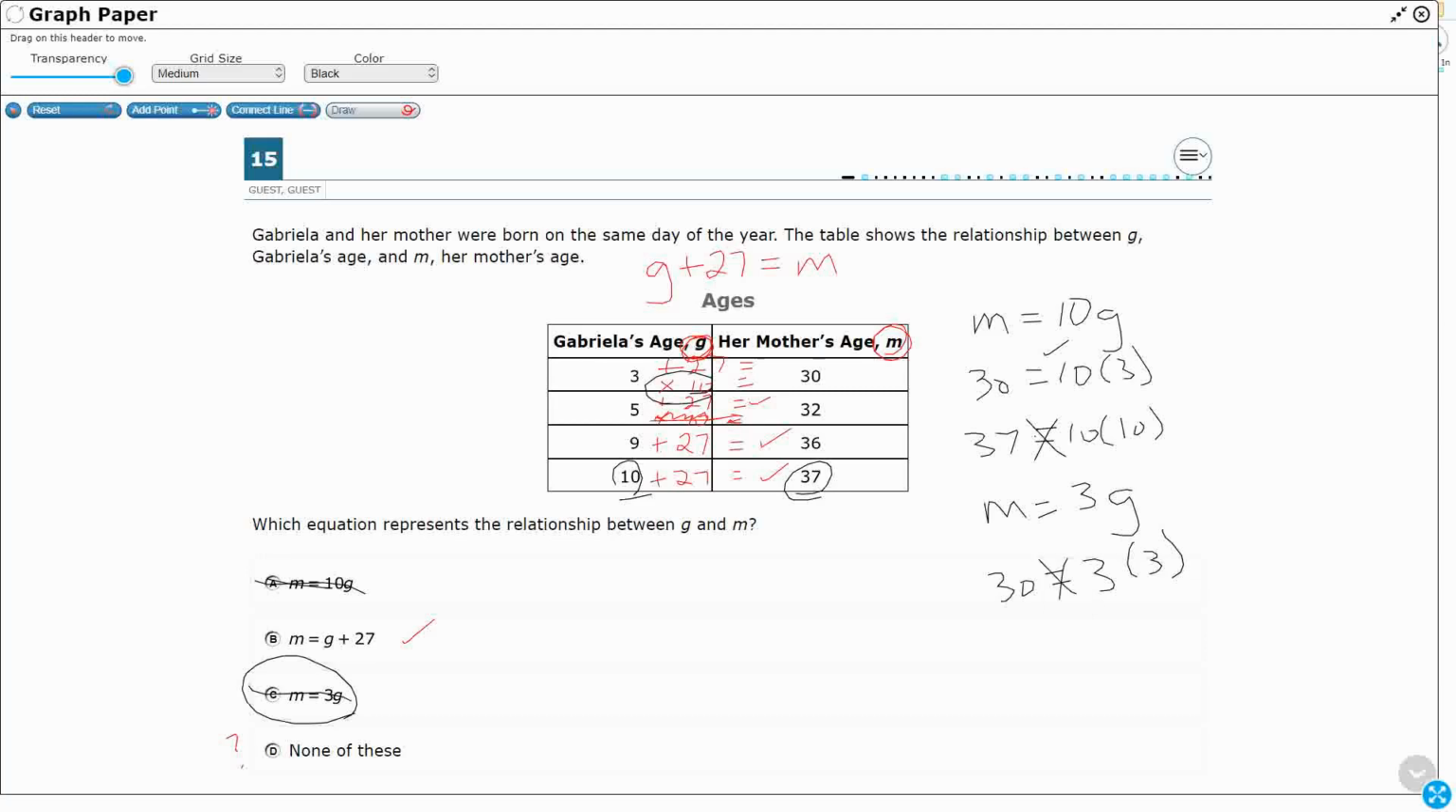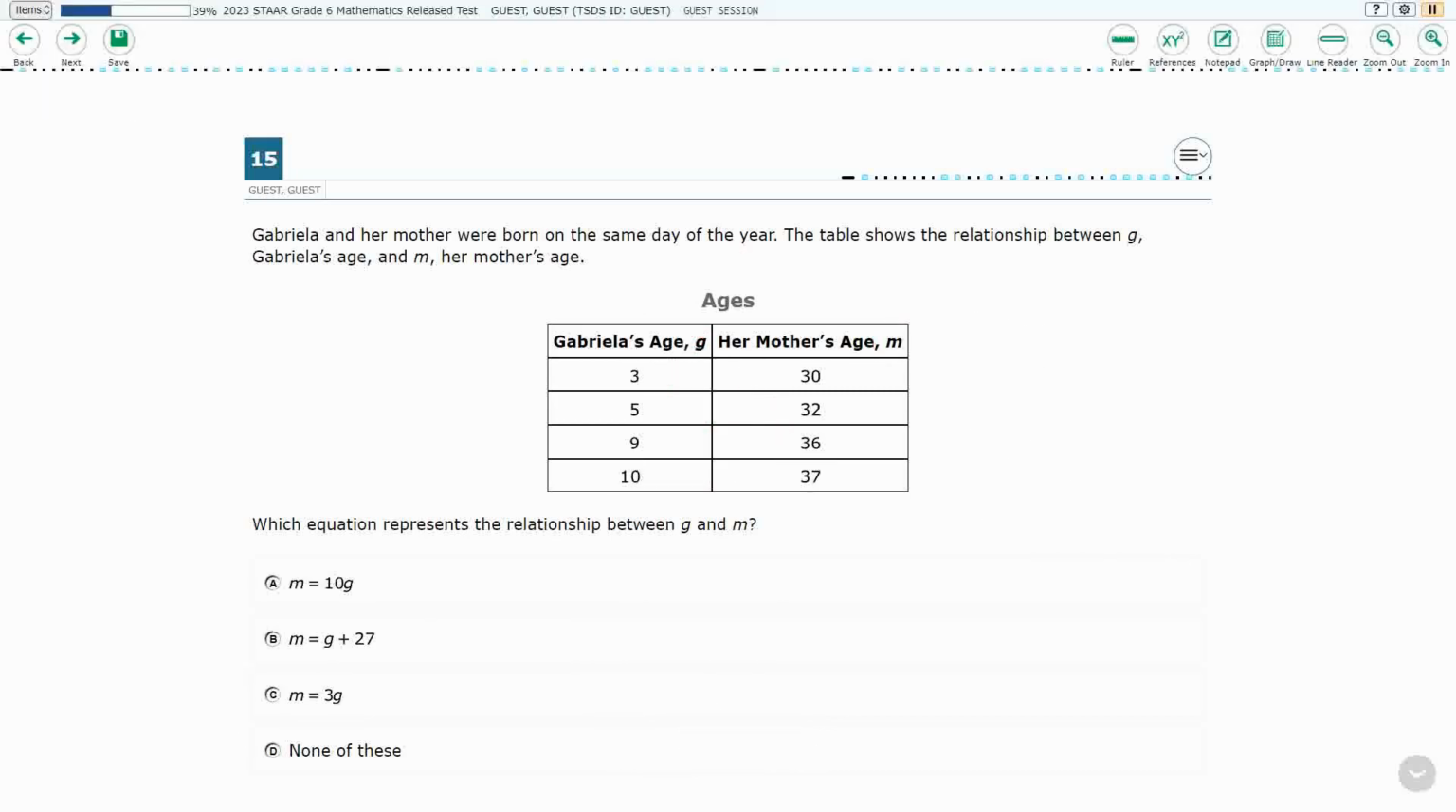But let's just make sure that the one that I think works, because they have the M in a different spot, G plus 27. Let's make sure it works, right? So this M is 30 equals, my G is 3 plus 27, yes. 32 equals 5 plus 27, yes, I'm just substituting in my M and my G. And then I've got this 36 equals 9 plus 27, yes. And then 37 equals 10 plus 27. Okay, yep. So even if you have the M on the left side, it doesn't really matter. My answer here is B.